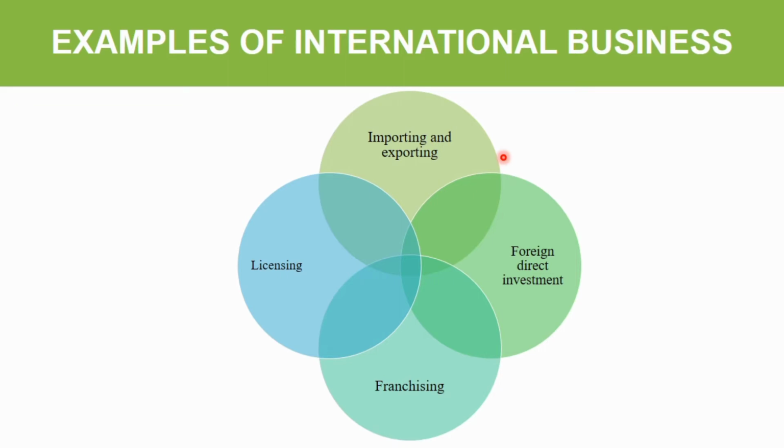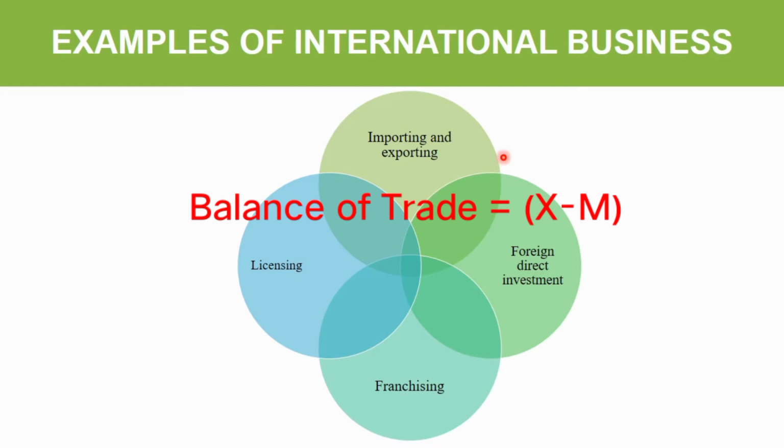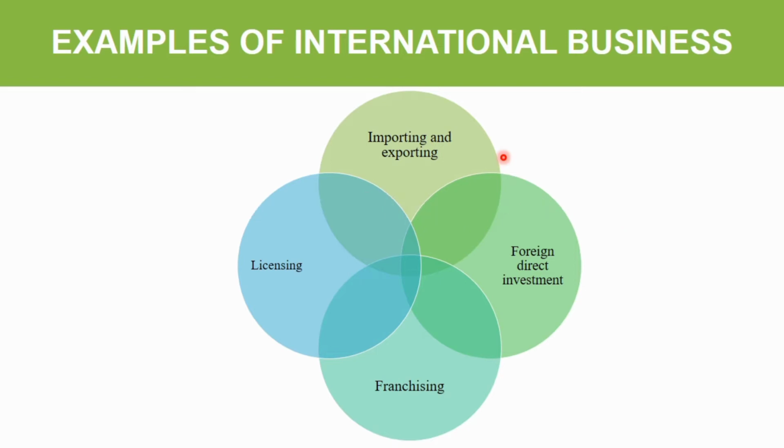We determine a country's balance of trade by subtracting imports from exports, or X minus M. We will have an actual example of this one later.